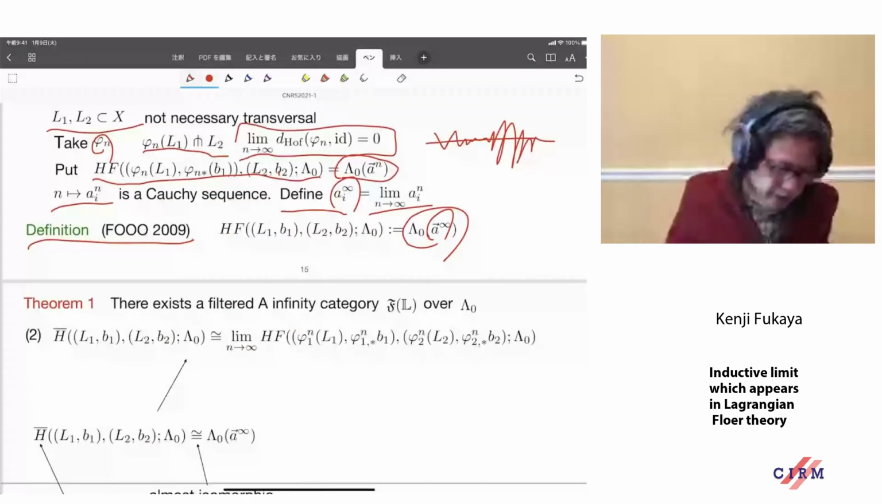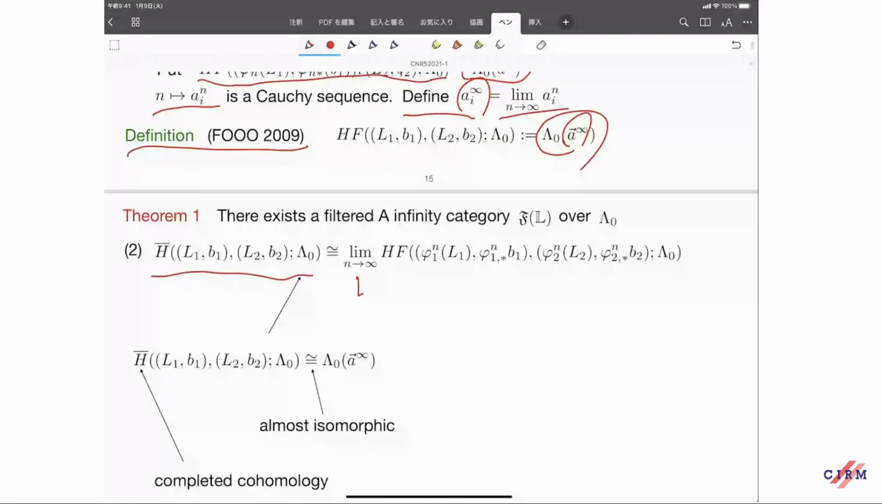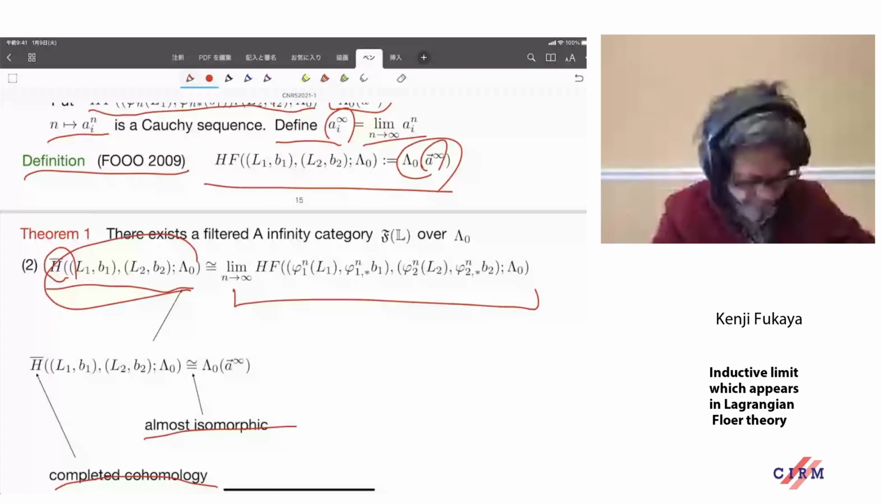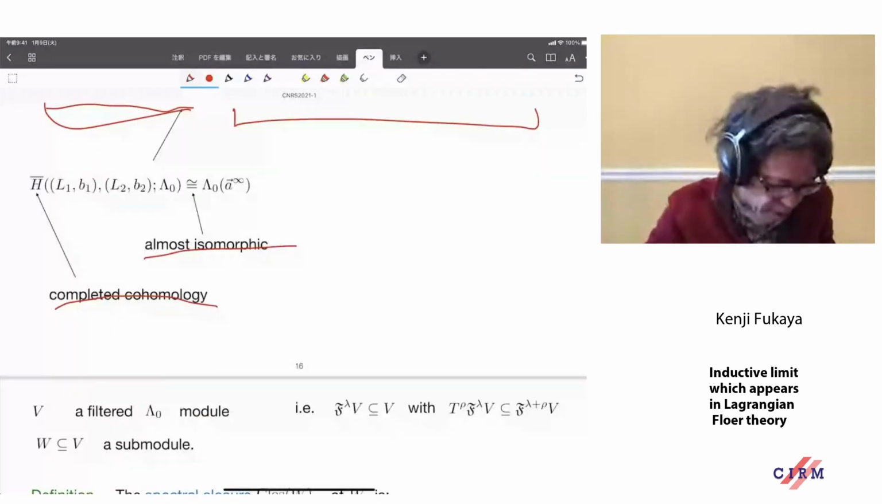And what I say is the following. We consider this limit, and this is a limit in the sense I have just defined. Then the morphism space of this limit filtered infinity category is something called almost isomorphic, and this is something called completed homology. So this main theorem 1 implies that if you take almost isomorphic, then all this multiplicative infinity structure survives in this limit. So I want to explain these two notions, almost isomorphic and completed homology.